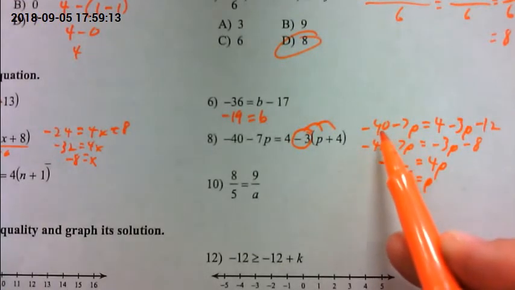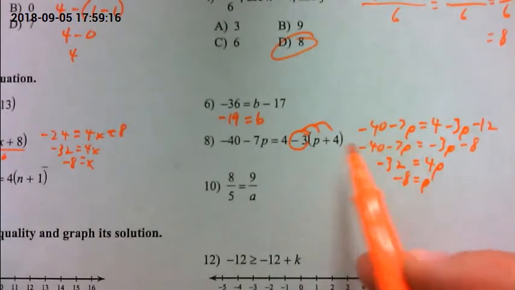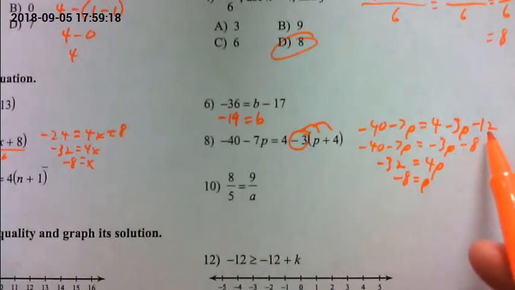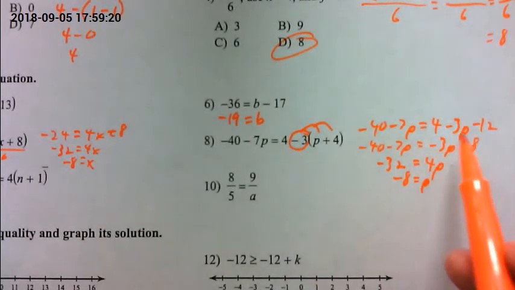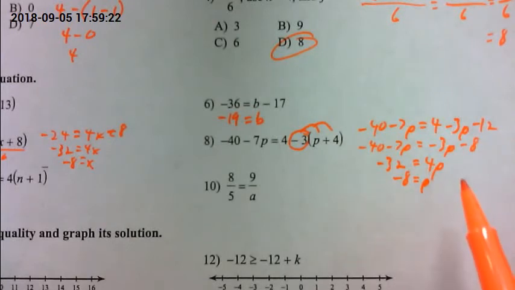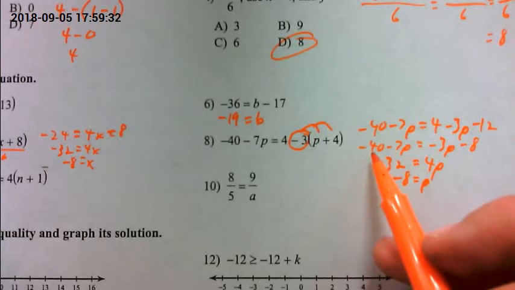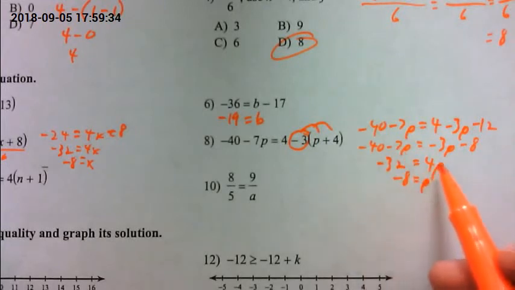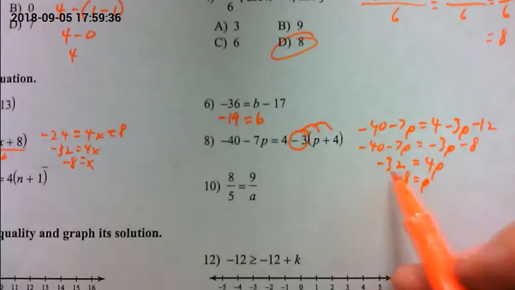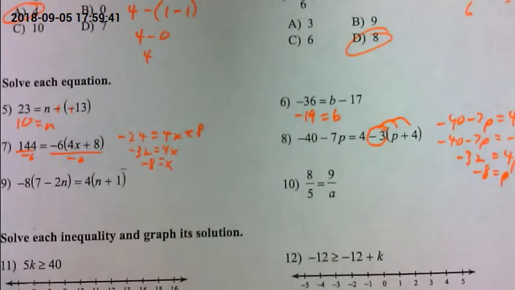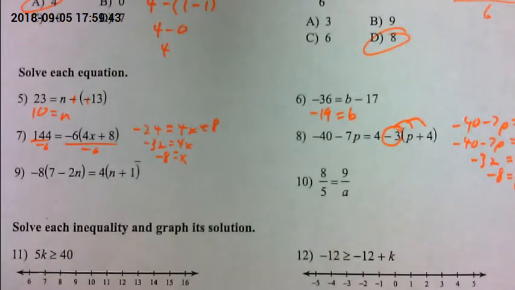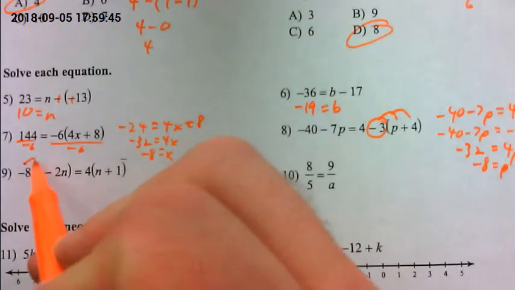We had over here, we first distributed the 3, so it went to both of these. Again, it was a -3, so the negative went to both. Then from that point, these two were like terms. We combined them, got -8. We were able to bring the -8 over to the other side by adding 8, and the -7 over to this side by adding 7, and that gave us -32 equals 4p. Divided by 4, and that gave us the -8. On 9, again, I would distribute both of these.